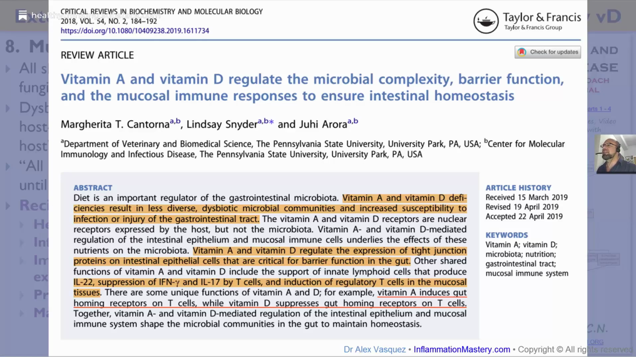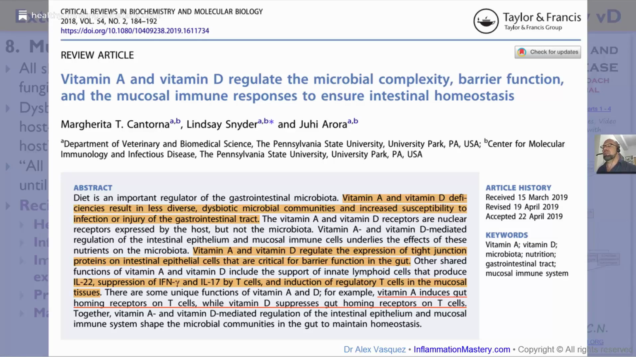Their abstract states, diet is an important regulator of the gastrointestinal microbiota. Vitamin A and vitamin D deficiencies result in less diverse, dysbiotic microbial communities and increased susceptibility to infection or injury of the gastrointestinal tract. Vitamin A and vitamin D regulate the expression of tight junction proteins on intestinal epithelial cells that are critical for barrier function in the gut. These nutrients also support the innate lymphoid cells that produce interleukin-22, suppression of interferon gamma and interleukin-17 by T cells, and induction of regulatory T cells in the mucosal tissues.